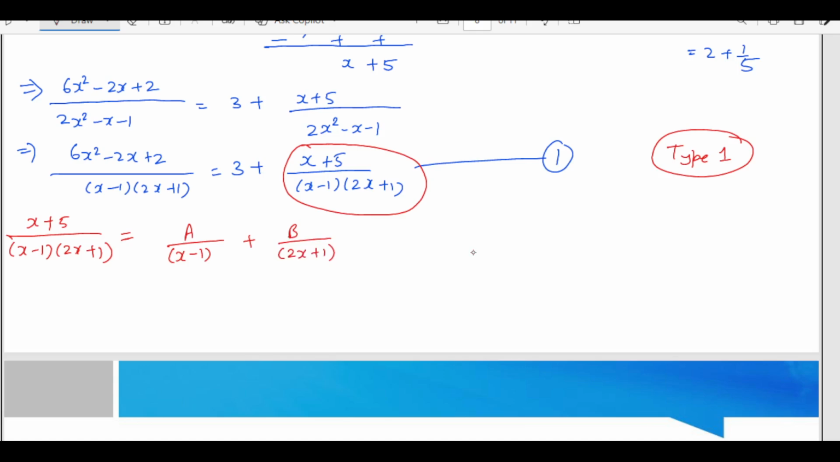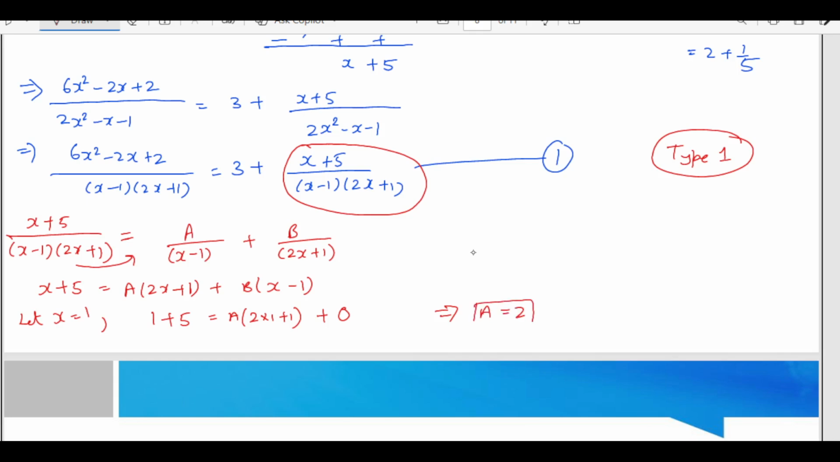Now cross multiply. We will get x plus 5 equals A into 2x plus 1 plus B into x minus 1, right? Now we will find the values of the constants. Let's say first of all x is equal to 1. When x is 1, the left hand side will be 1 plus 5, and this is going to be A into 2 times 1 plus 1, and the second term is going to become 0. So this gives us A equals 2.